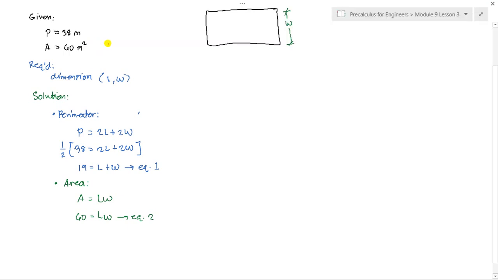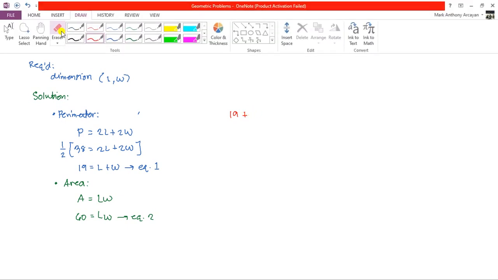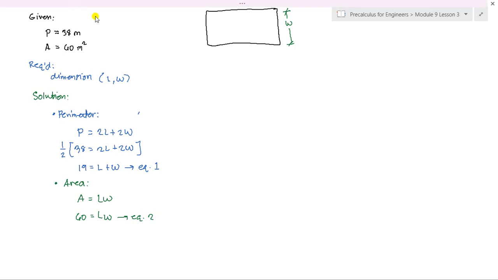So isolating these two equations, starting with the perimeter, we have 19. Let us write the variables on the left side. So length plus width is equal to 19. Then we have length times width is equal to 60. This is a simultaneous equation in two variables. In solving this, we have many methods: elimination, substitution, and graphical. Here, I suggest the method of substitution is better.